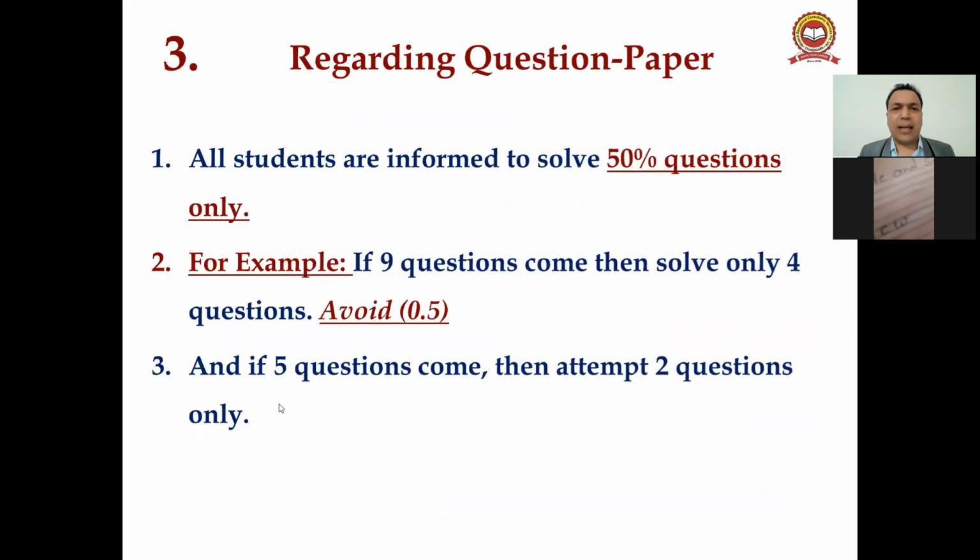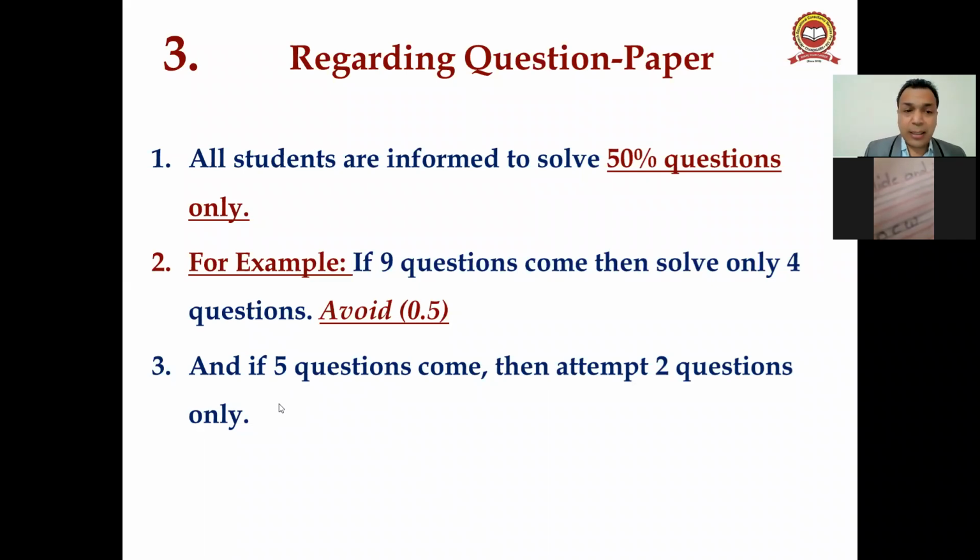Okay. In the next slide, we talk about the question paper. This is the most important, you have to keep it in your mind. Question paper: first of all, there is a 50% exemption. It is given by the university to all of you. What does it mean? It means in your paper, you have to attempt only 50% of the questions.